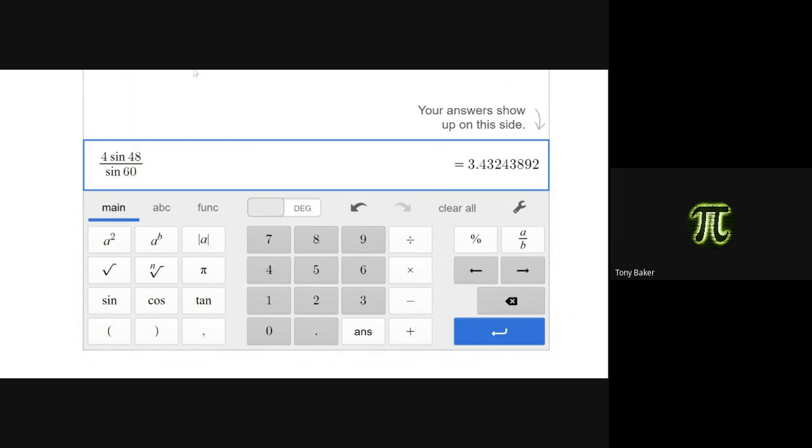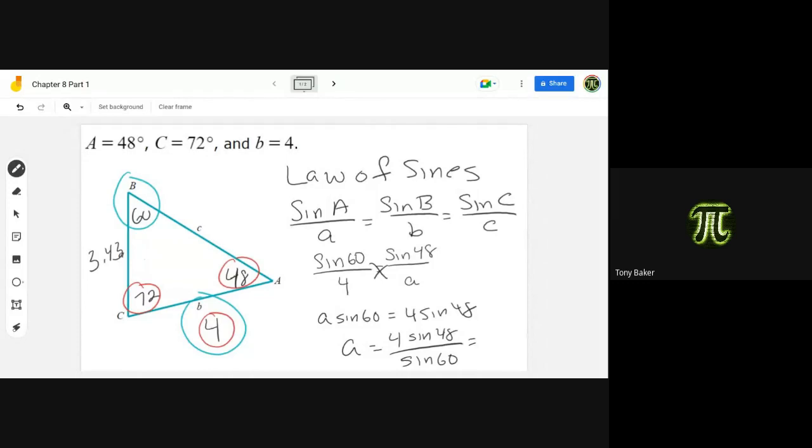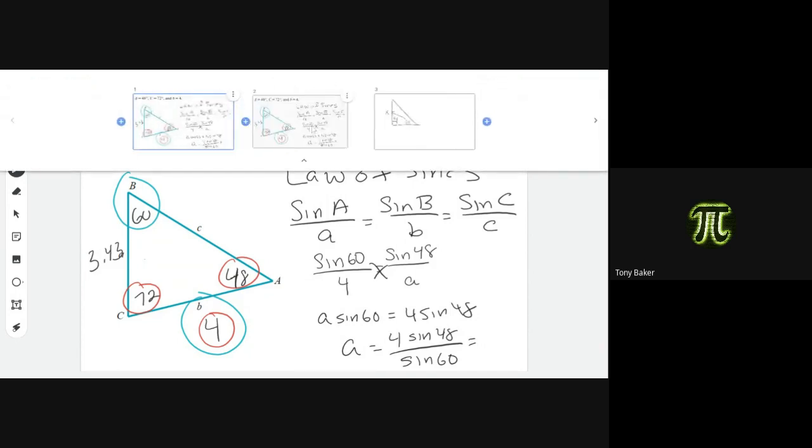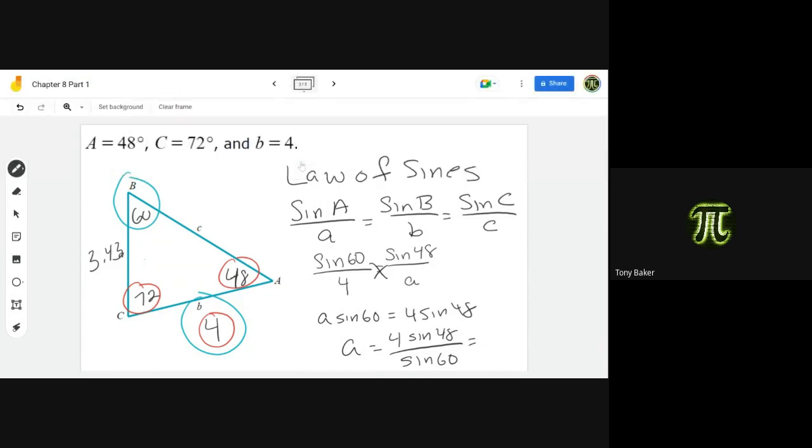So we've now got A. A is 3.43. That's the side. All right, so we have A. We still need to find C.